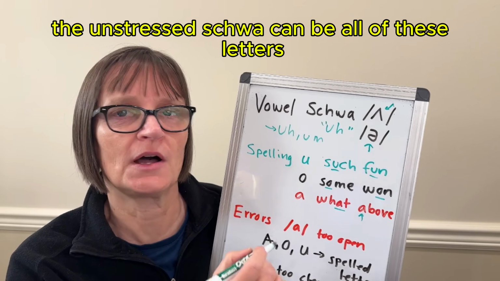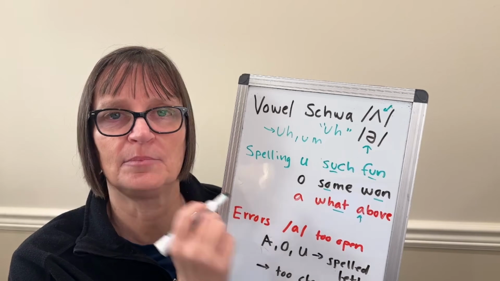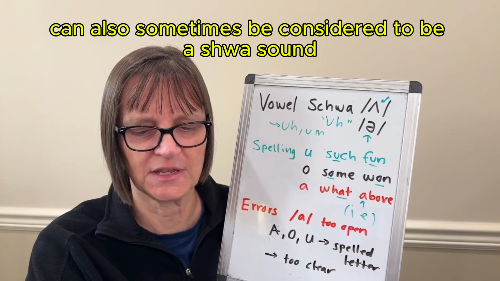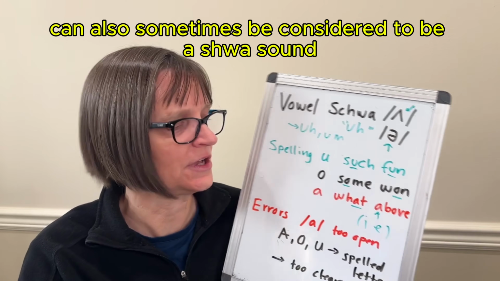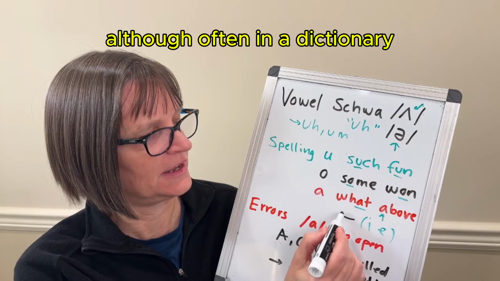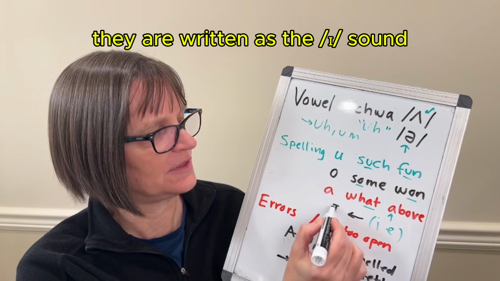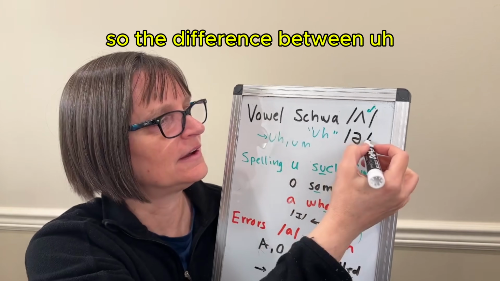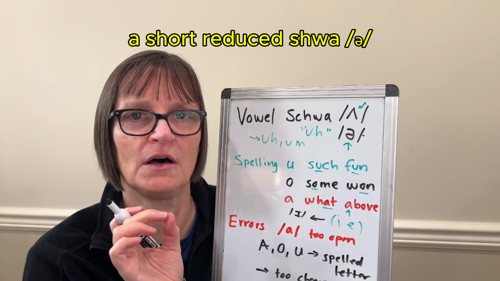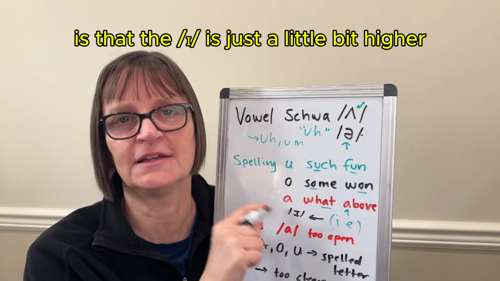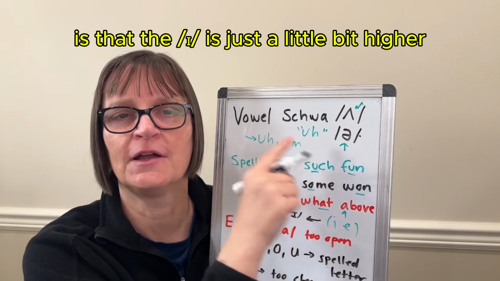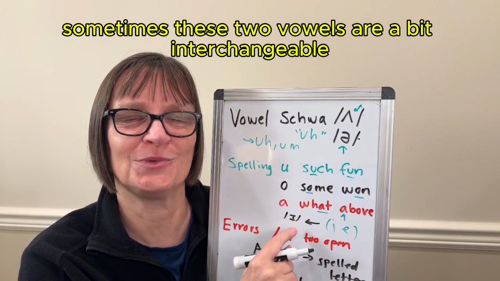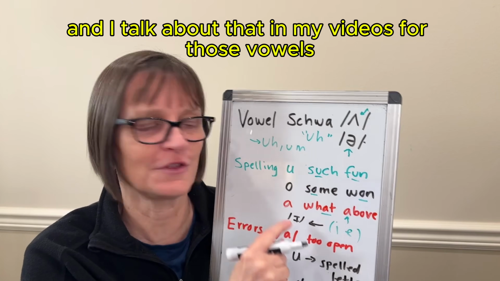The unstressed schwa can be all of these letters as well, plus the I and the E can also sometimes be considered to be a schwa sound, although often in a dictionary, when those vowels are reduced, they are written as the I sound. So the difference between a short reduced schwa and a short reduced I is that the I is just a little bit higher. When we're talking about reduced vowels, sometimes these two vowels are a bit interchangeable, and I talk about that in my videos for those vowels.